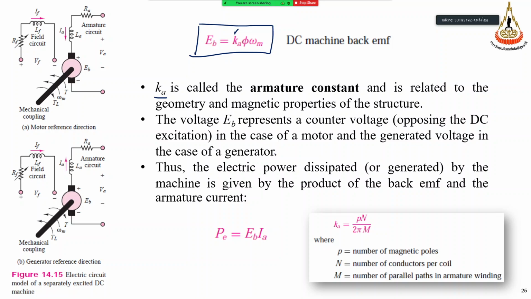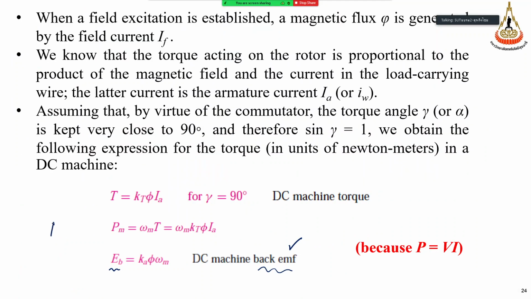And the electric power dissipated or generated by this machine, the power P is EB multiplied by IA, right? As I write up here. In this case we can say PE equals PM only for the case of a lossless machine, lossless condition, or ideal. It's only in ideal, not in practice. In practice we cannot have any equipment without loss, right?